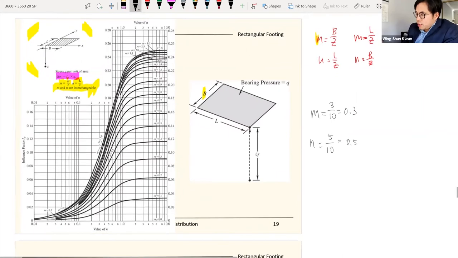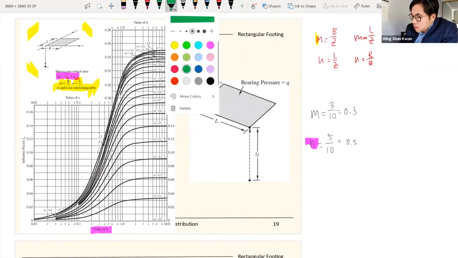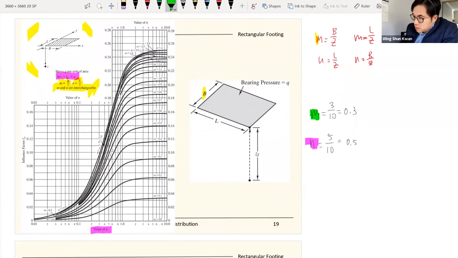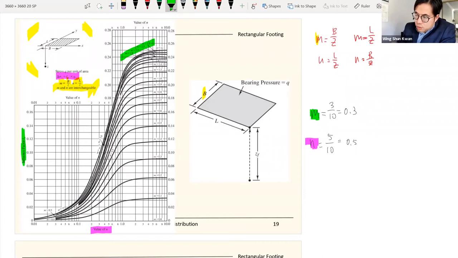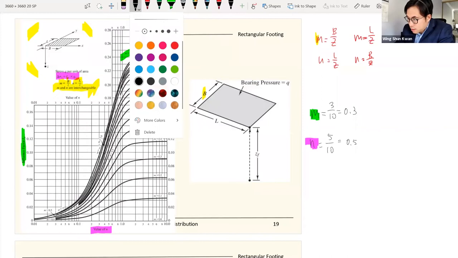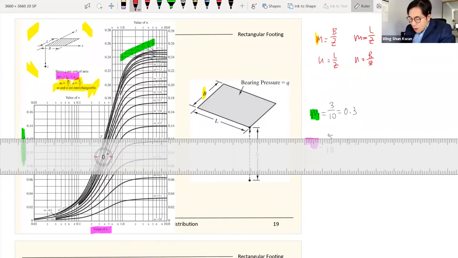To read this chart, the N values are your x-axis. The M values are those contour lines, very similar to the circular footings. If you know one of the axes and the contour line, you can find the answer on the other axis. Your y-axis is the I values that you are trying to look for. For this case, we define M equal to 0.3.